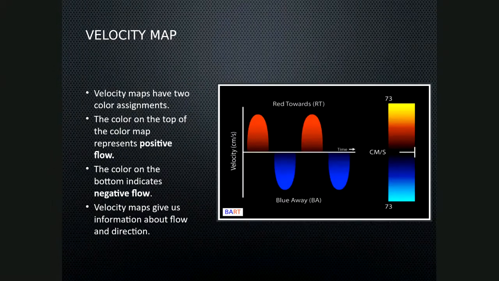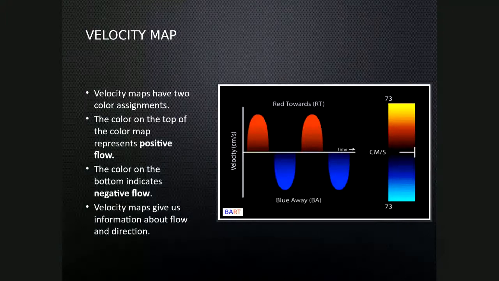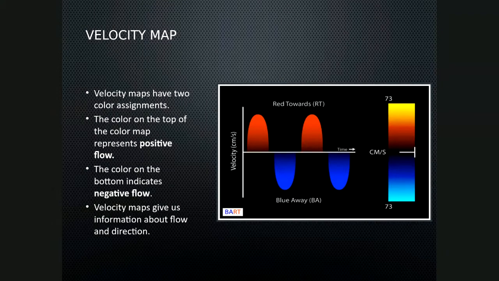So velocity maps. There's two different kinds of maps. We have velocity and variance. So velocity maps have 2 color assignments. The color on the top of the map represents the positive shift, always. Let me change the color here. Okay, so whatever color assignment is at the top is always positive, and the color assignment at the bottom is always negative. Velocity maps will give us information about flow and direction.